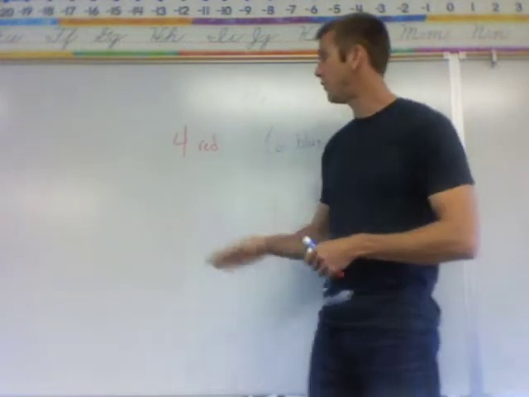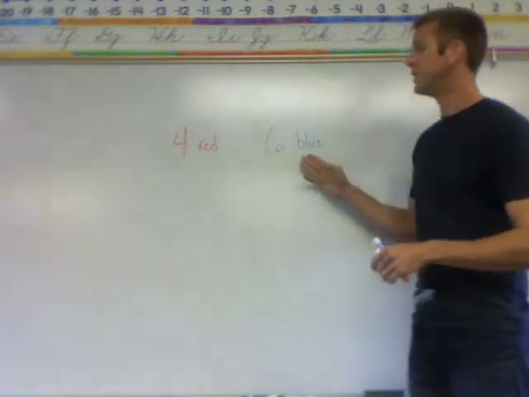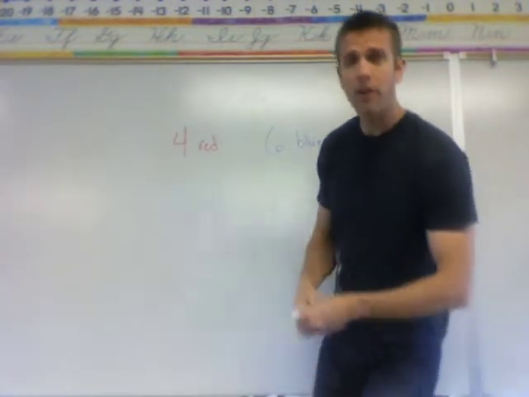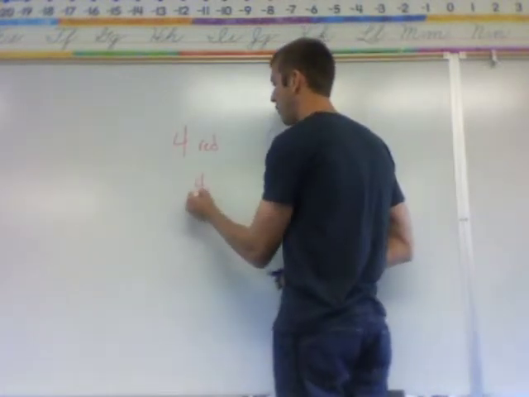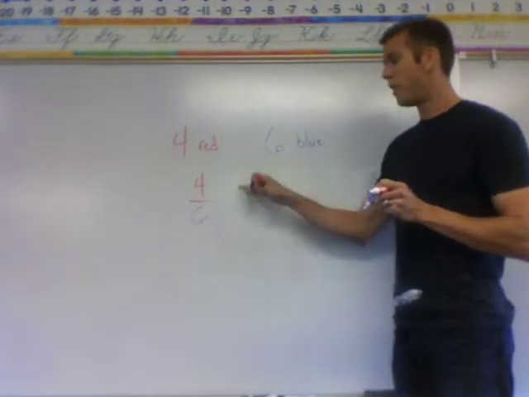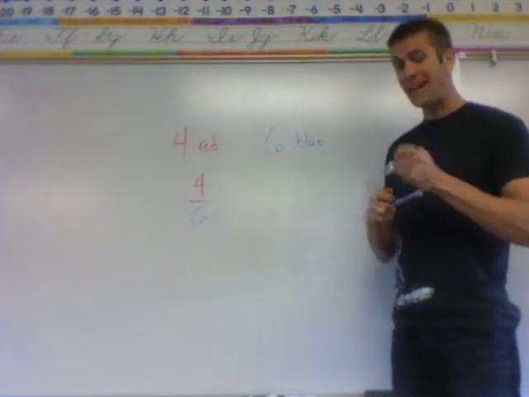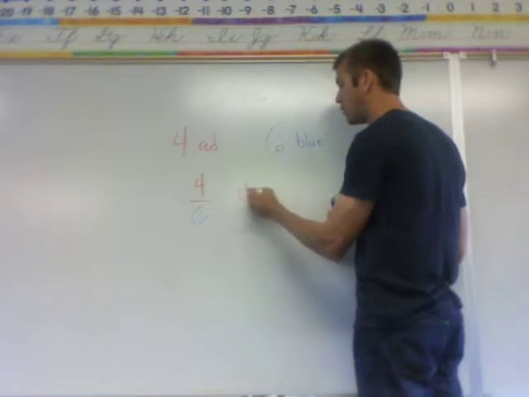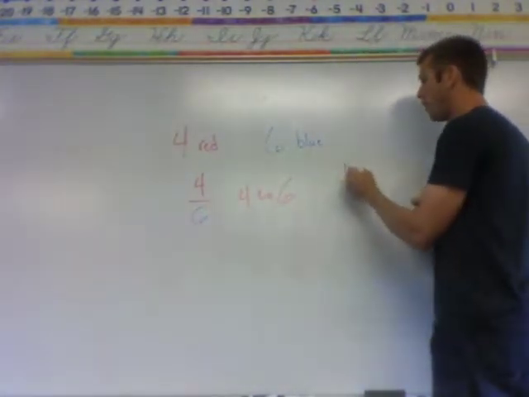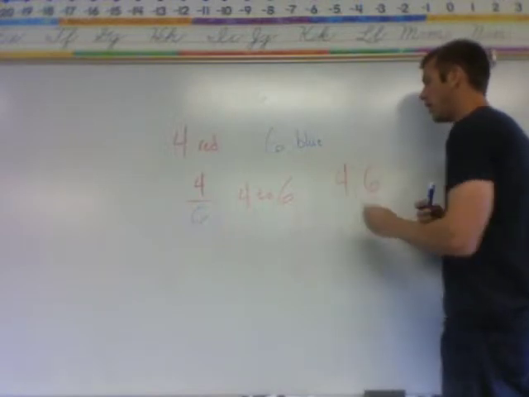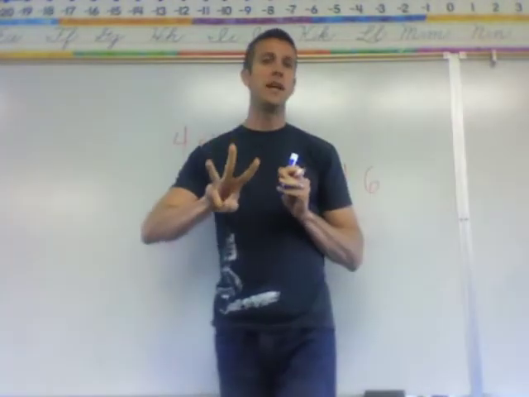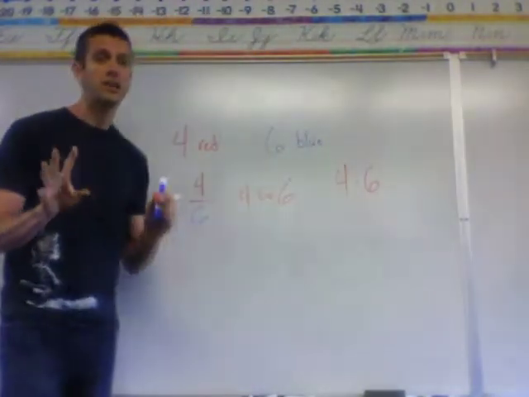I have 4 students who have red shoes, and I have 6 students who have blue shoes. So I could just say, well, the comparison is every 4 red shoes, there are 6 blue shoes. 4 to 6. You could also write it out literally, 4 T-O 6. Or you could put a colon in the middle, kind of like a clock, 4:6. That's 3 ways to represent your data when you have a ratio.